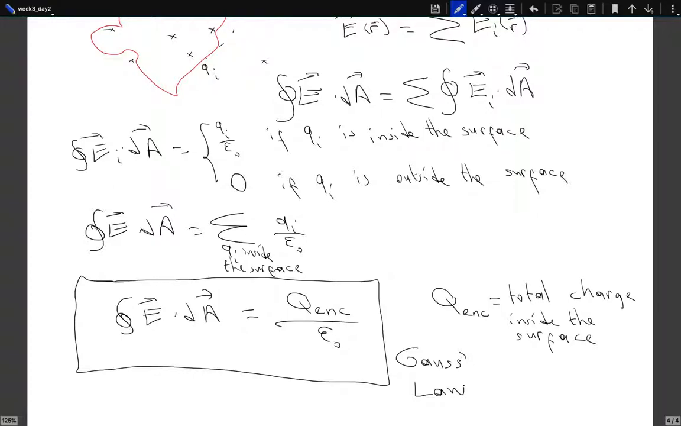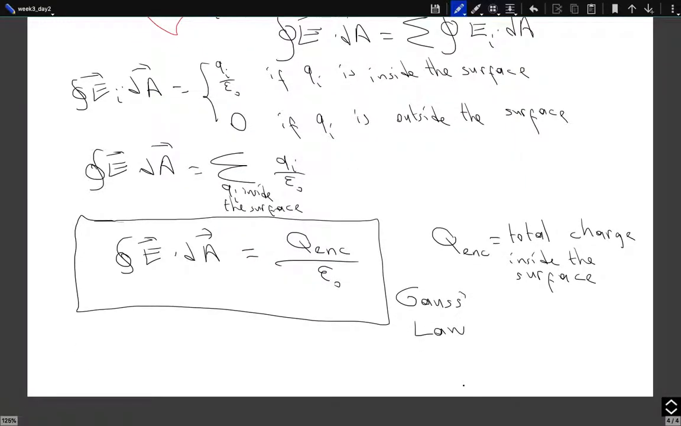So if you calculate the total flux passing through a closed surface, it is always equal to the total charge enclosed by the surface divided by epsilon 0. If there are no charges inside, if Q enclosed is 0, then this integral is 0. But that doesn't mean that E should be 0, by the way. Now we will do some applications of this. Any questions?